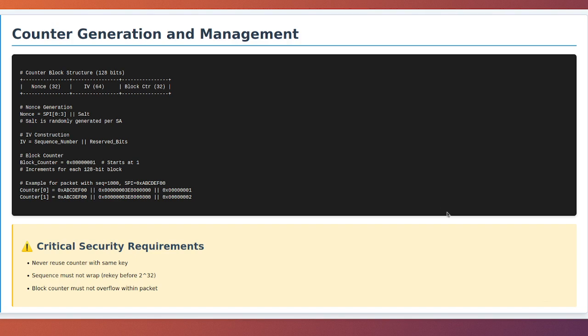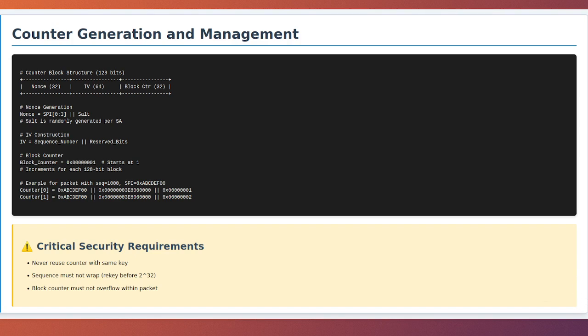security association. The counter structure in ESP with AES-CTR is carefully designed to ensure uniqueness across all blocks ever encrypted with a particular key. The 128-bit counter block is typically divided into three components: a 32-bit nonce, a 64-bit IV, and a 32-bit block counter.